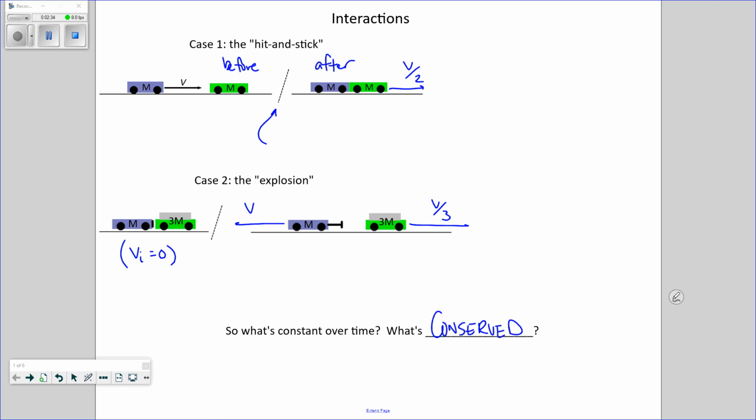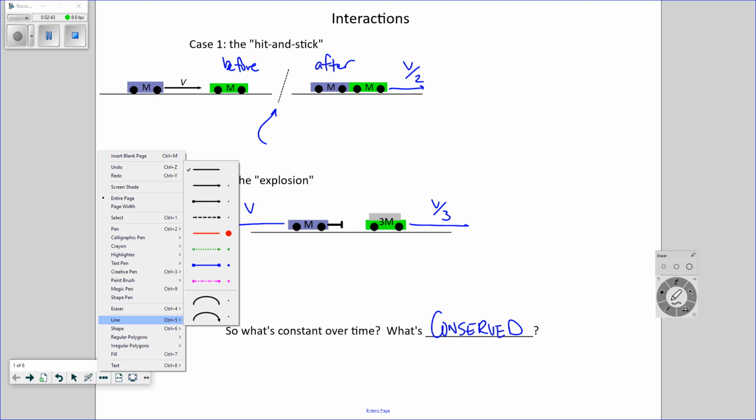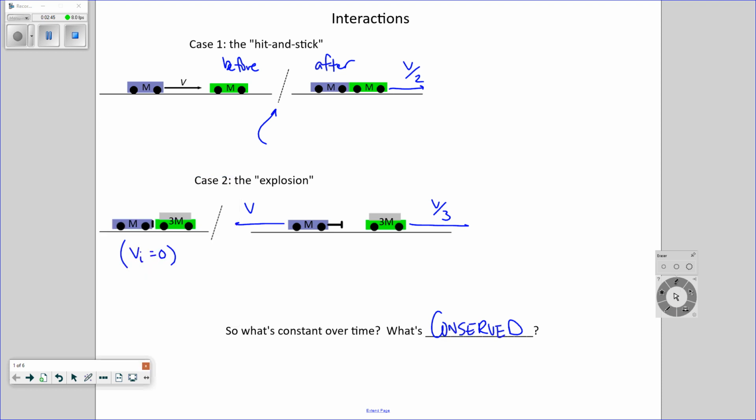Notice, if we look at the product of m and v in the beginning, this object has a mass m and a speed v, and this object has a mass m and a v of 0. I didn't explicitly state that before, but that's the implication here: that cart was stationary.